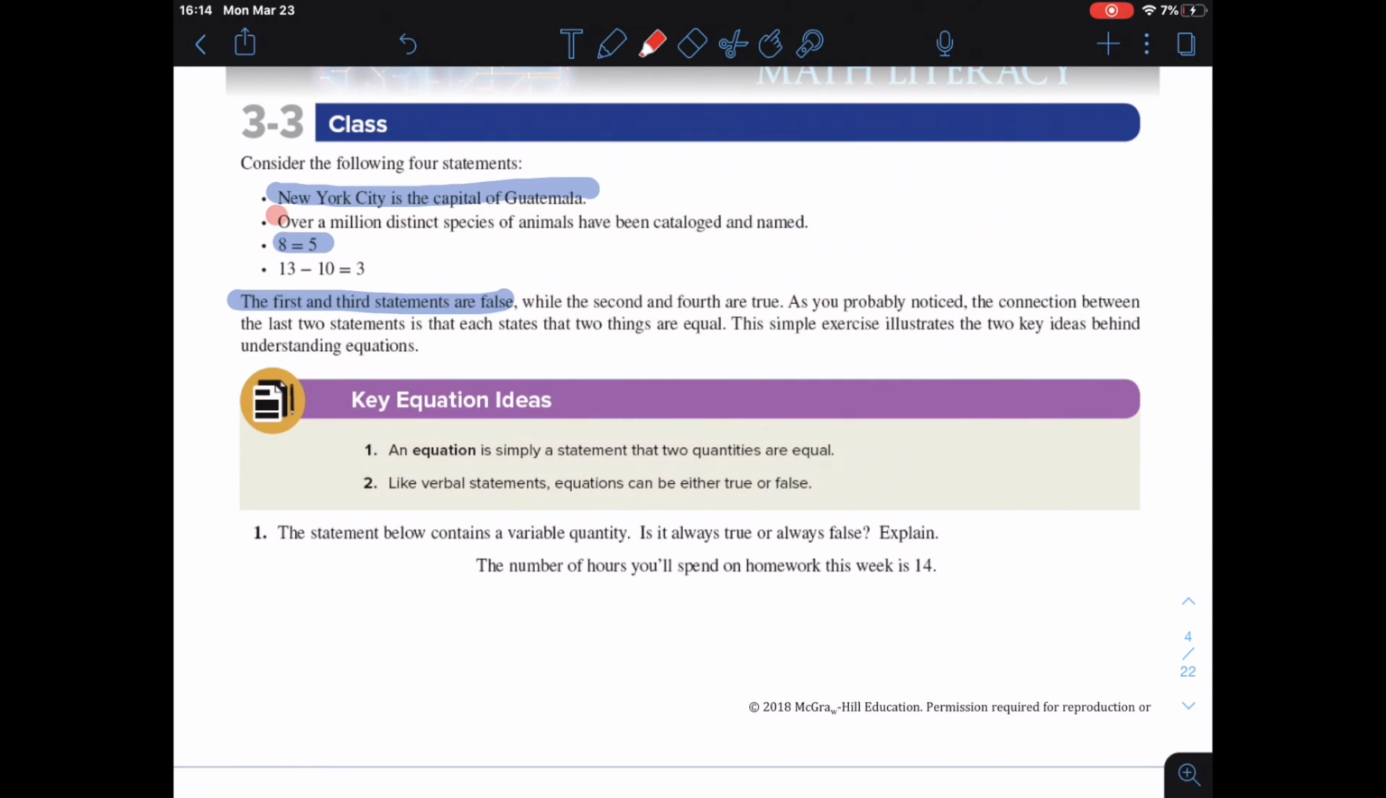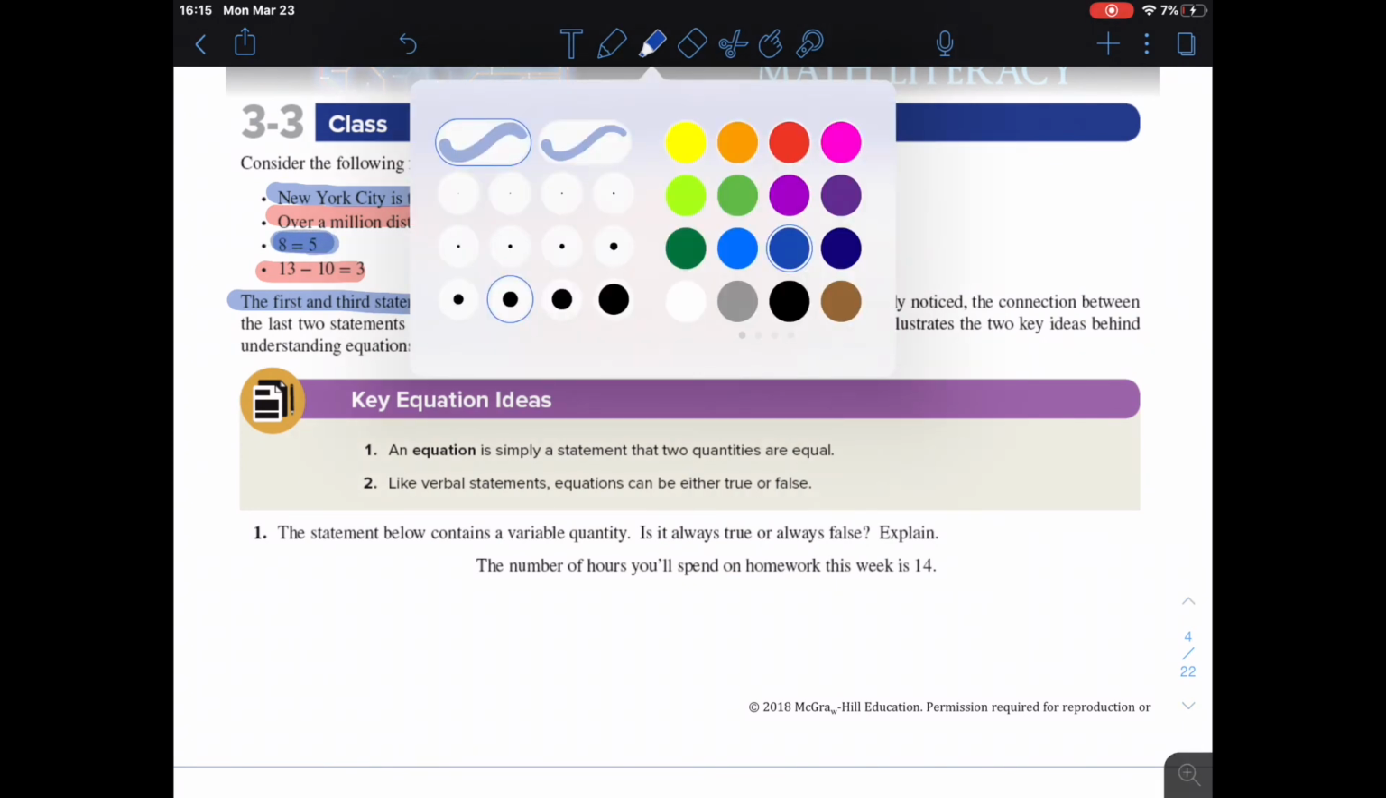Another statement you can make is there are over 1 million distinct species of animals that have been cataloged and named. And then in a math one, you could have 13 minus 10 is 3. Those ones are true. So we want to look at that key difference between those two. We want an equation that states that two quantities are equal, so they are actually true. In the case that we have 8 equals 5, that's not a true statement. We don't want that. We want things to always be true.